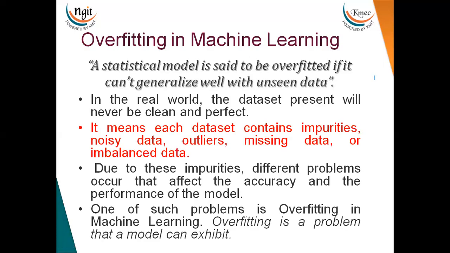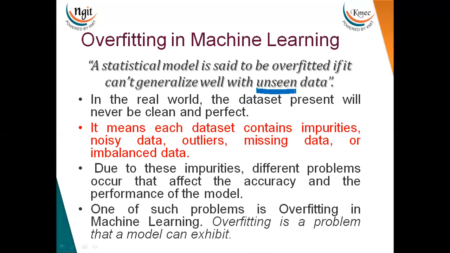Now, when we are training our model, there are two types of data. One is training data, the second one is testing data. Training data is known as seen data, while the testing data is known as unseen data.